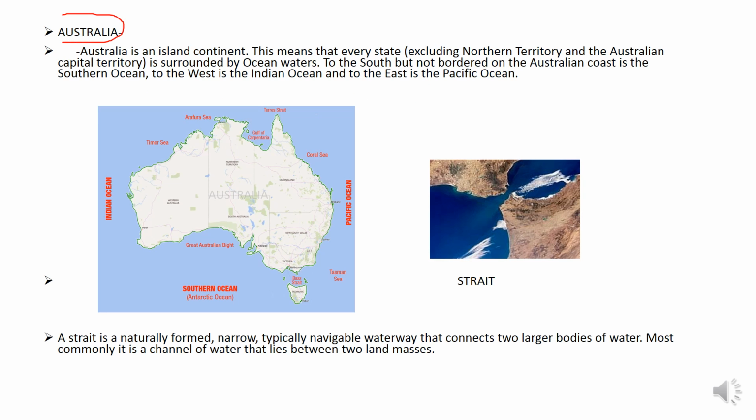Australia is an island continent. That means that every state, excluding Northern Territory and Australian Capital Territory, is surrounded by ocean waters. To the south is the Southern Ocean, also called Antarctic Ocean. To the west is the Indian Ocean, and to the east is the Pacific Ocean. Now, what is a strait? It is a naturally formed, typically navigable waterway that connects two large bodies of water. Most commonly, it is a channel of water that lies between two land masses.